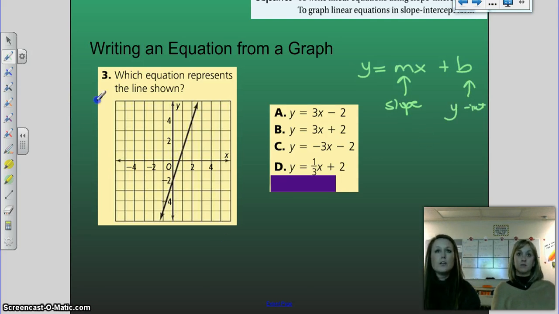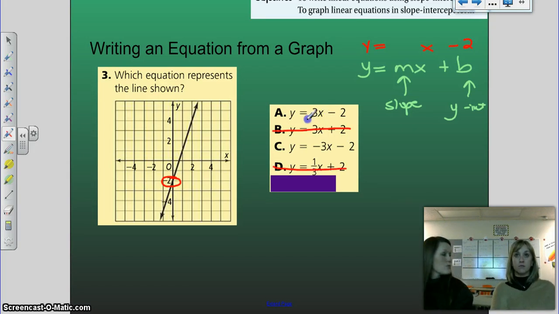So I'm going to look here. First thing I'm going to do is locate my y-intercept. And that's new: you start with the y-intercept first on a graph. So I'm looking at this line and it crosses my y-axis right here, at -2. So if I have multiple choice here, I can mark off B and D. Those are both positive 2's. So now I need to decide, is this 3 as my slope or -3 as my slope?